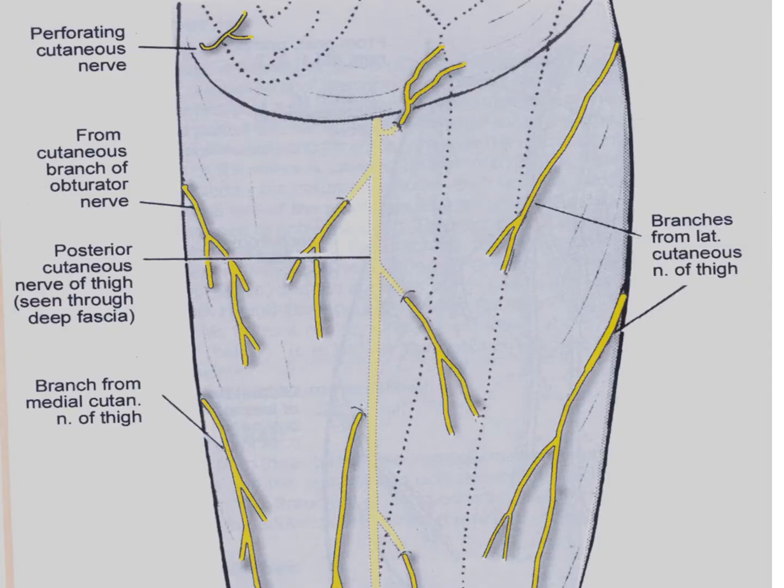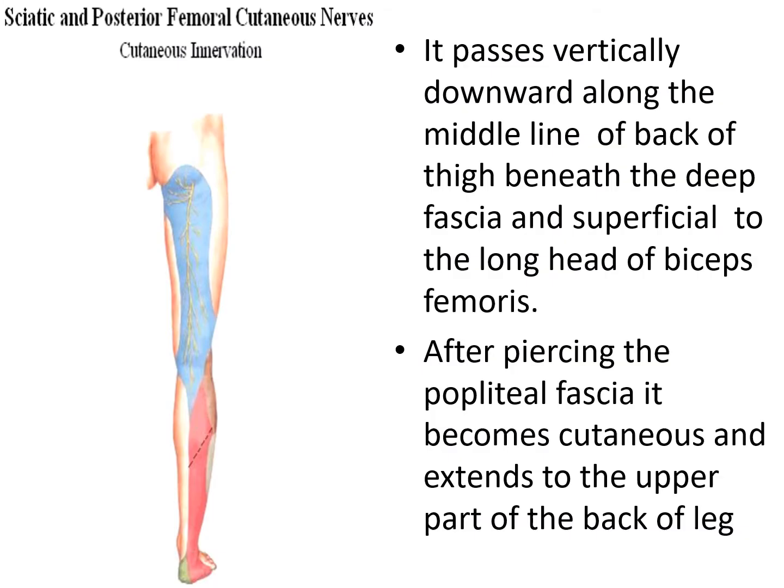The posterior perforating cutaneous nerve supplies the gluteal region, and the cutaneous branch of the obturator nerve supplies the medial side of the thigh. In the middle there is the posterior cutaneous nerve of thigh, and laterally there are branches from the lateral cutaneous nerve of thigh. Below it is supplied by the medial cutaneous nerve of thigh.